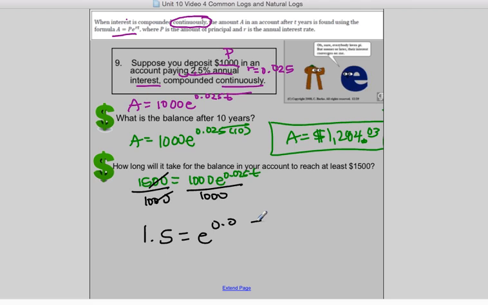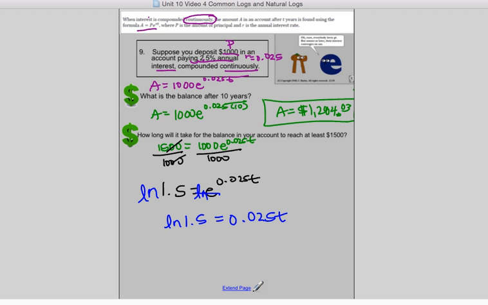Now we use our skills for solving. I want to get rid of my e, so I would take the natural log. So I have natural log of 1.5 equals, these cancel, and the exponent comes down in front, so I'm just going to write it. And my last step is to get t by itself, so 0.025 is what I need to divide both sides by. So my time is equal to natural log of 1.5 divided by 0.025.